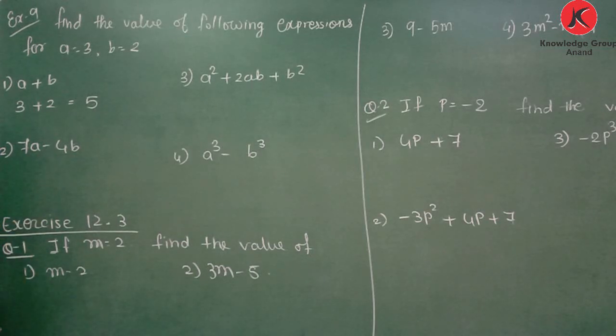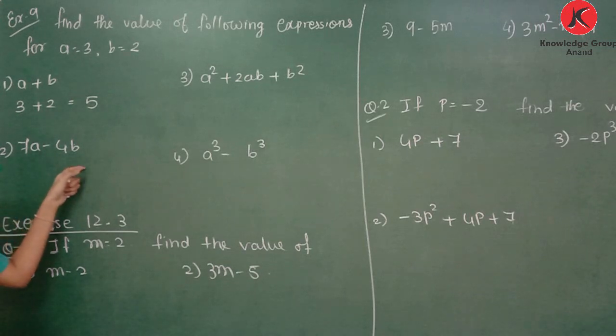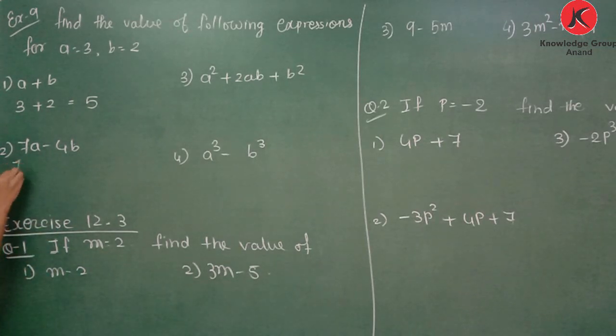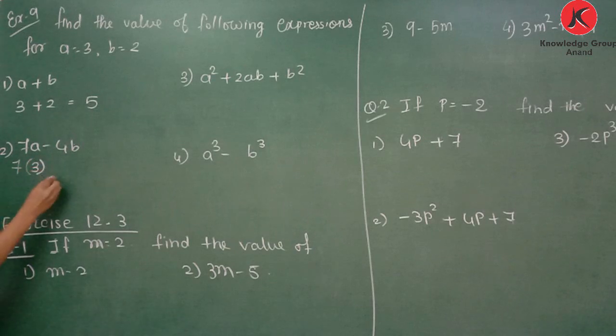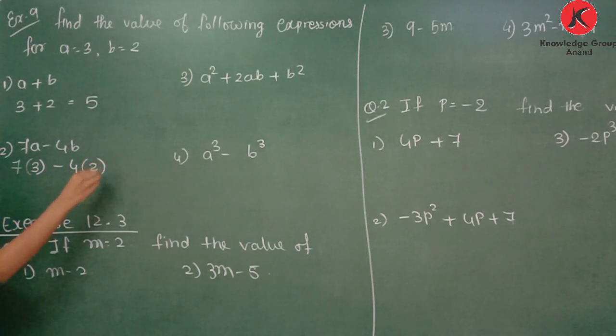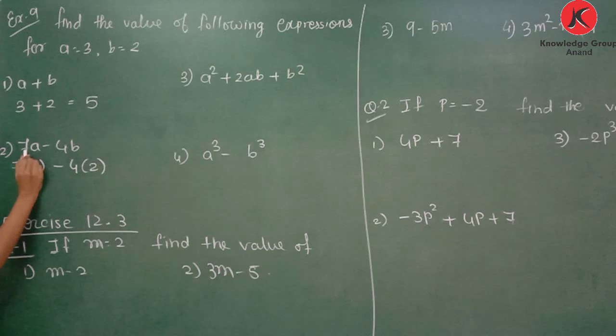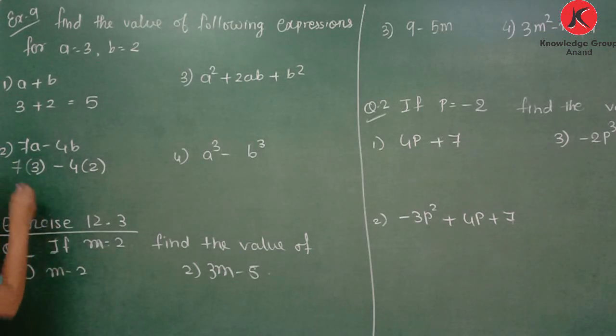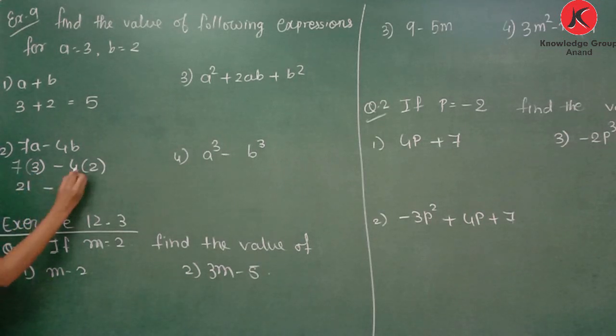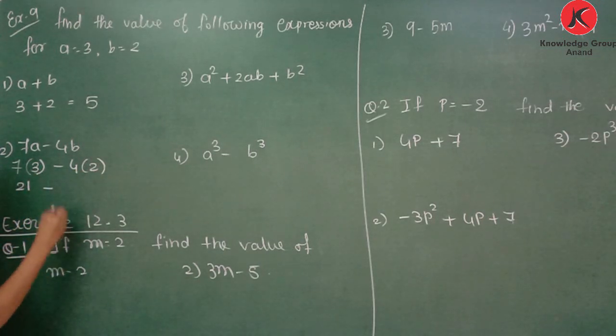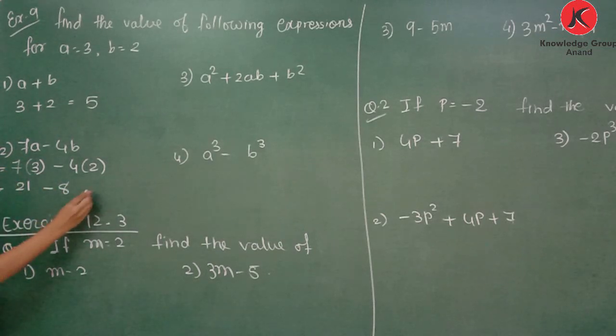7A minus 4B. Here again instead of A we need to write 3 and instead of B we need to write 2. So here 7, instead of A we need to write 3, minus 4, and again first you can see 7 and A are in a multiplication, so perform multiplication first. 7 3s are 21 and here 4 and 2 are in a multiplication, so that is 8. Now 21 minus 8 is 13. So that will be value of expression.